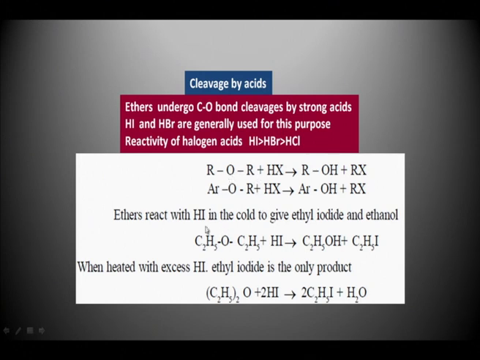Taking different examples, if you take diethyl ether and react it with hydrogen iodide, we get two products, ethyl alcohol and ethyl iodide. When we take diethyl ether and react it with excess hydrogen iodide, we get only ethyl iodide as the major product.